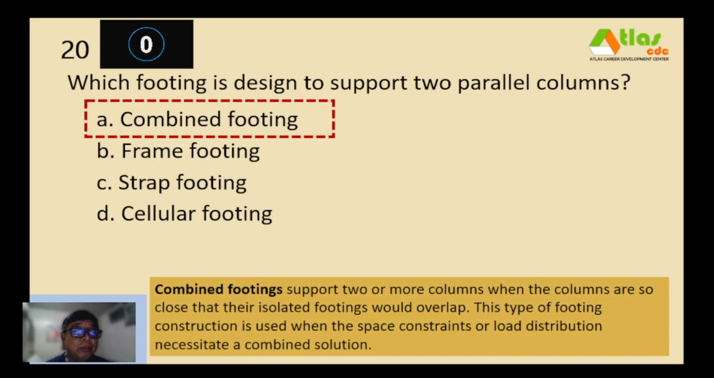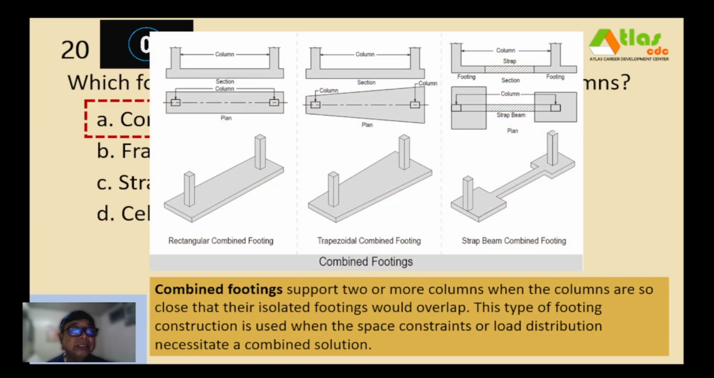So combined footings support two or more columns when the columns are so close that their isolated footings would overlap. This type of footing construction is used when the space constraints or load distribution necessitate a combined solution. So we have these types of combined footing. This is a rectangular combined footing. This is a trapezoidal combined footing. And this is strap beam combined footing. So may maliit lang na nagdudugtong sa dalawang footing na yan.